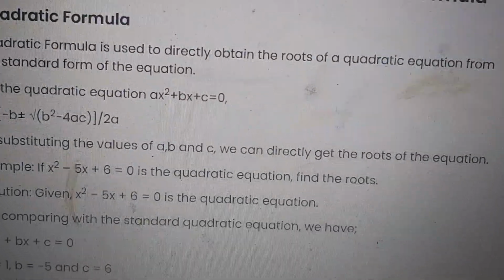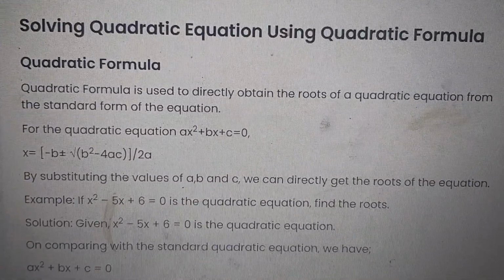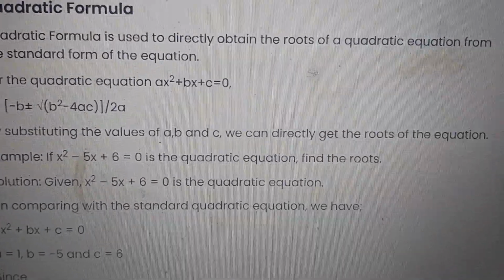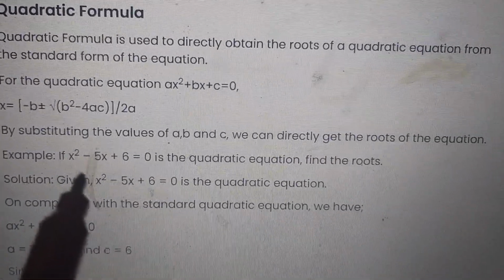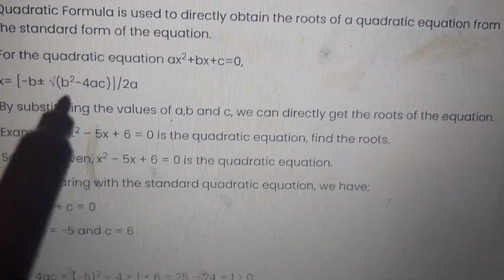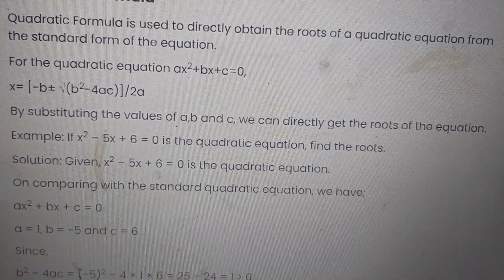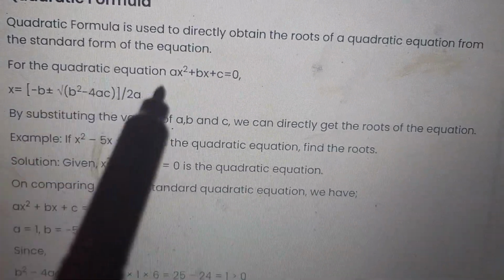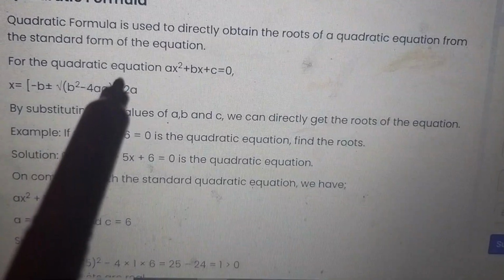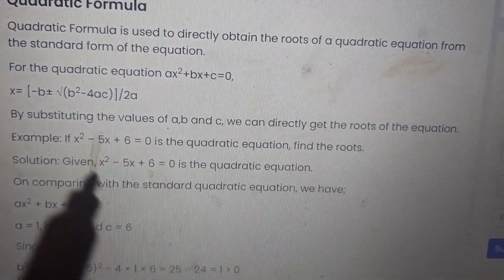Now, solving a quadratic equation by using the quadratic formula. What is the formula, children? X equal to minus b plus or minus under root b square minus 4ac, all divided by 2a. This is the quick recap, children. You have studied it already, no? So see here how I am explaining to you to revise the chapter.